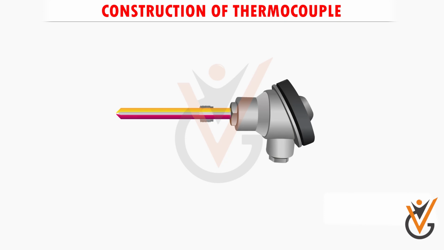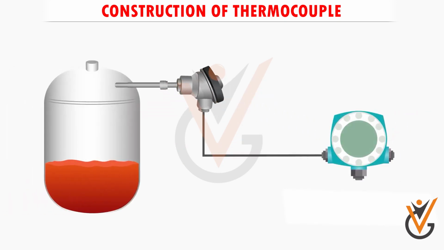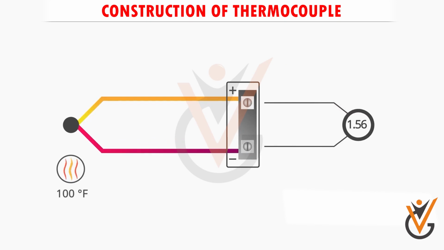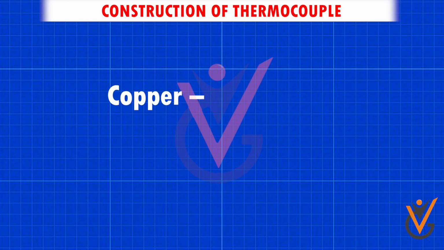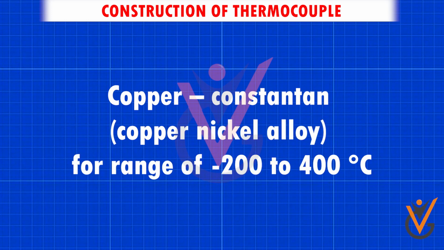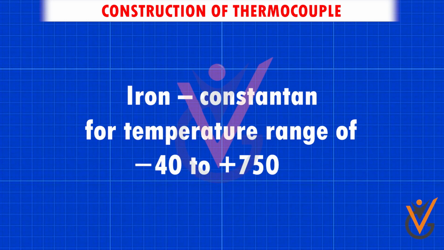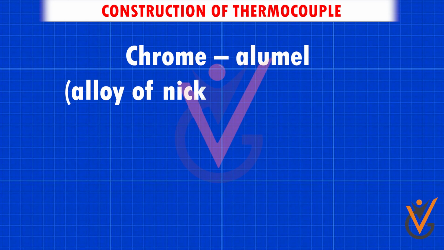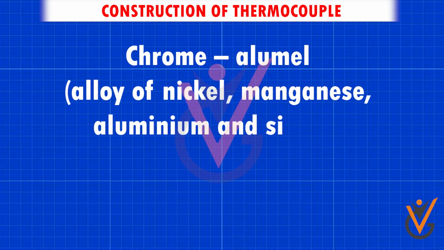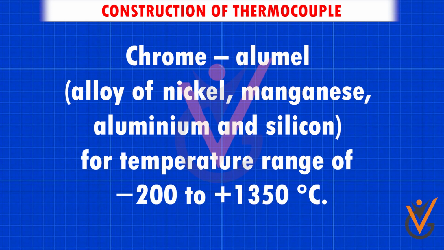Construction of thermocouple. A thermocouple consists of two dissimilar homogeneous materials connected together. The materials used depend upon the application and usage. Normally, the following materials are used for different temperature ranges. Copper and Constantan, a copper nickel alloy, for a range of -200 to 400 degrees Celsius. Iron and Constantan for a temperature range of -40 to +750 degrees Celsius. Chromel and Alumel, alloys of nickel, manganese, aluminum and silicon, for a temperature range of -200 to +1350 degrees Celsius.